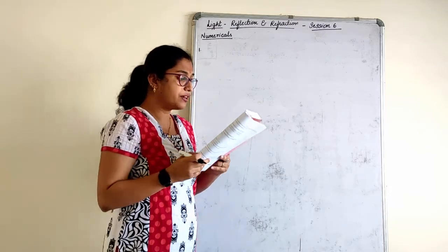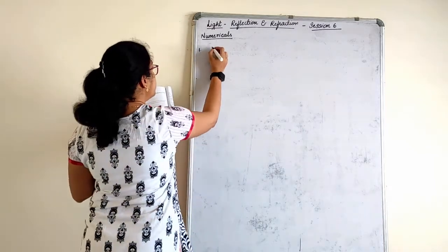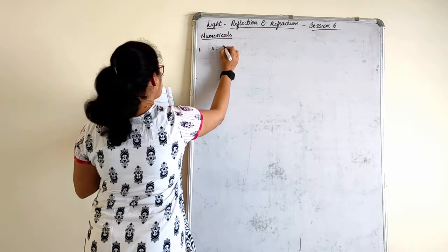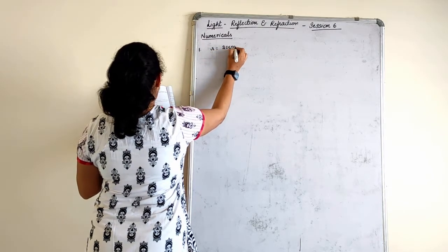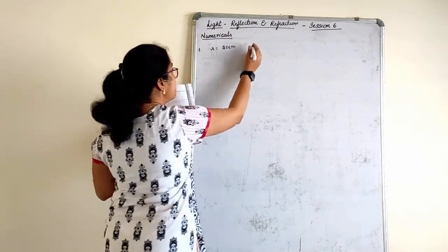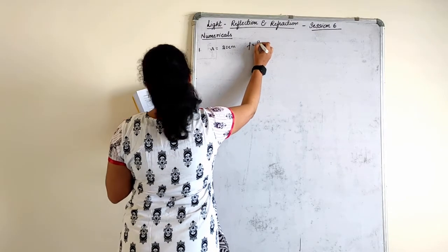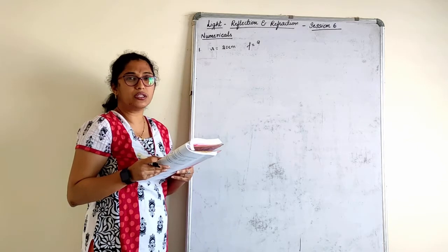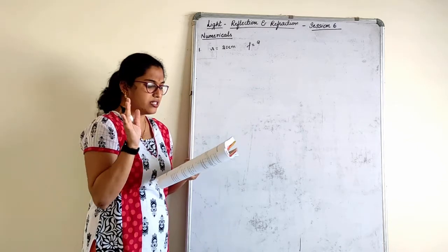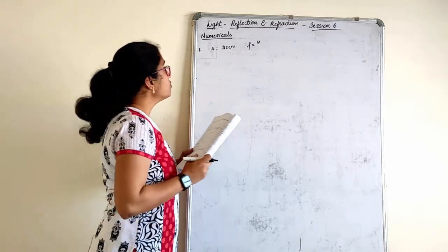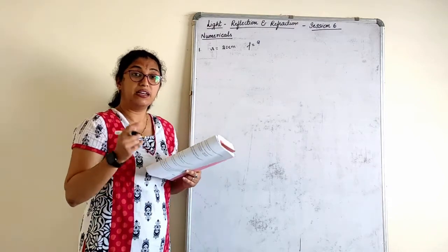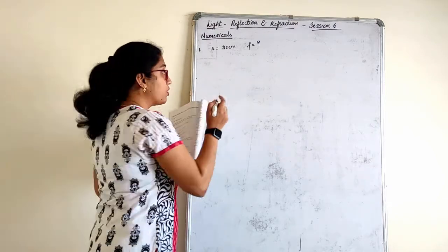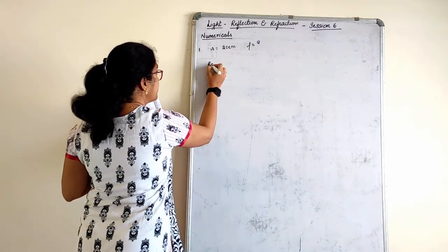The radius of curvature of the spherical mirror, so R is given as 20 centimeter. What is the focal length? The radius of curvature of a spherical mirror. They have not told us whether it is concave or convex, just a spherical mirror is given. So what is the relation between radius of curvature and focal length? That you have to first write.